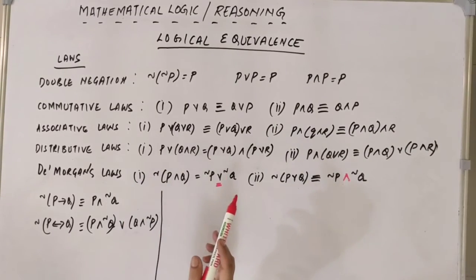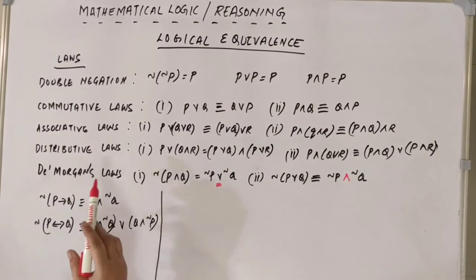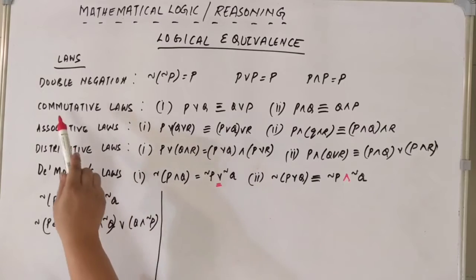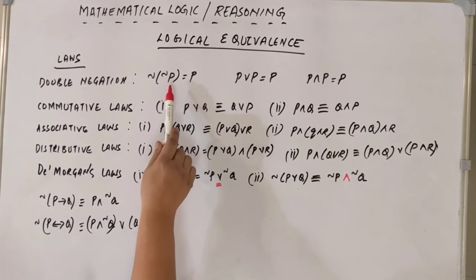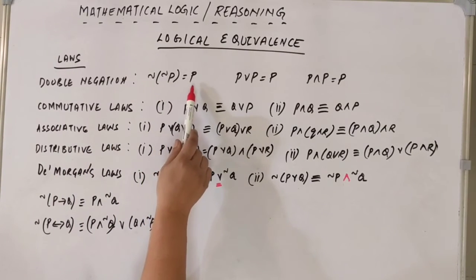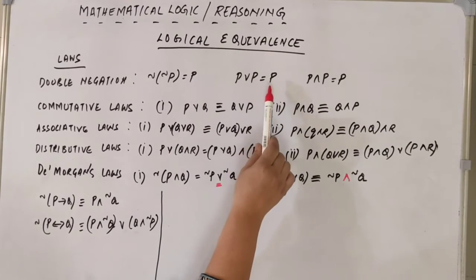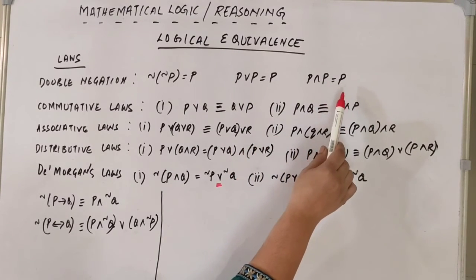Let's talk about logical equivalence. Now there are multiple laws which we will have to remember. Double negation, where we negate a statement two times, it's going to be the statement itself. And P or P is going to be P, P and P is going to be P.